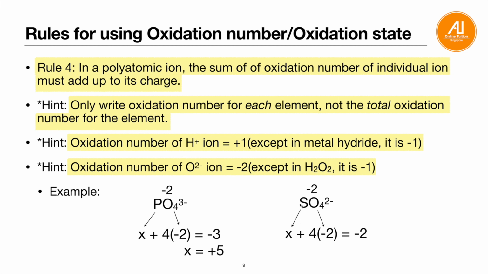X is for sulfur, okay, so you're supposed to figure out X plus what? 4 oxygen, so it's 4 times -2 equals -2 in the end. Overall is -2. So if you rearrange, X will be +6. So it kind of makes sense as well, because sulfur is group 6. Alright, so that's how you do it, okay?